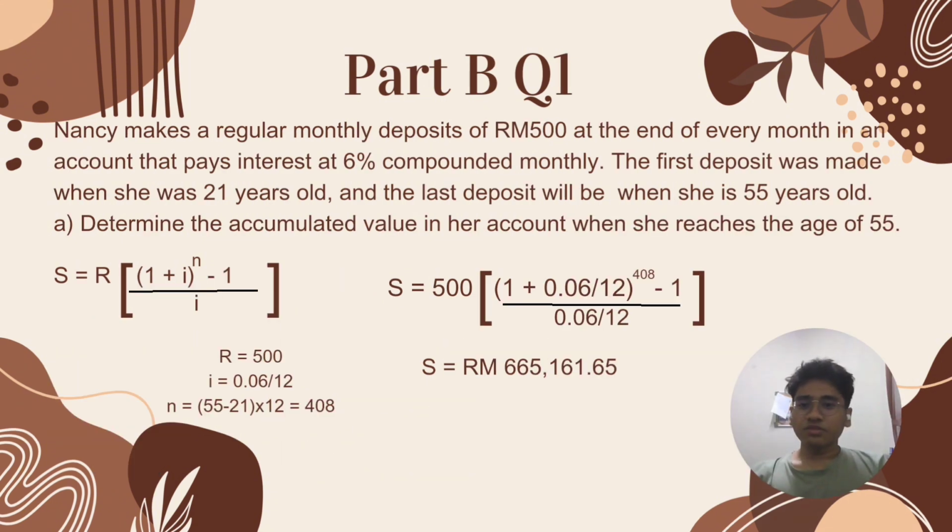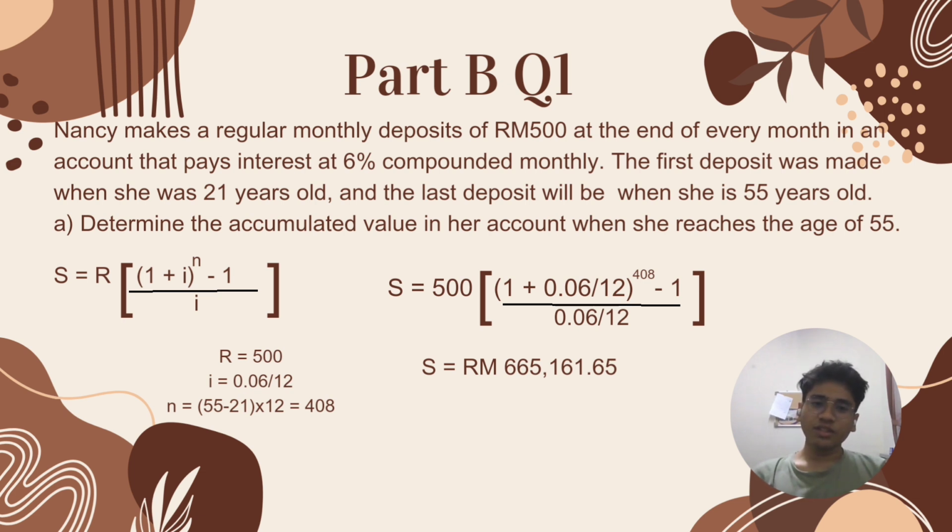Okay, part B, question 1. Nasi makes a regular monthly deposit of 500 at the end of every month in an account that pays interest at 6% compounded monthly. The first deposit was made when she was 21 years old, and the last deposit will be when she is 55 years old. Determine the accumulated value in her account when she reaches the age of 55.